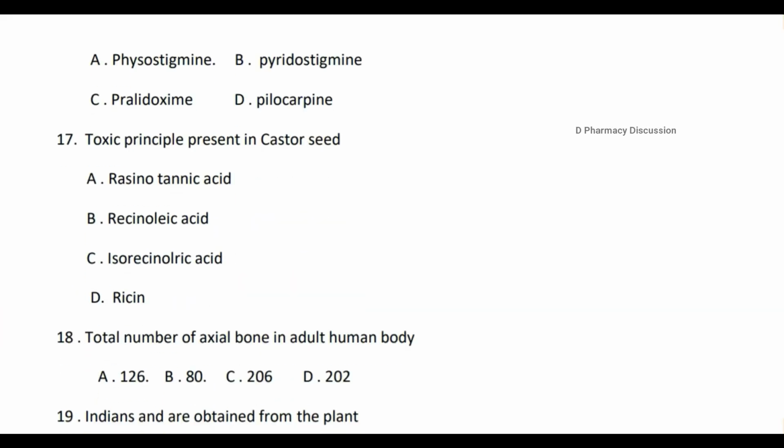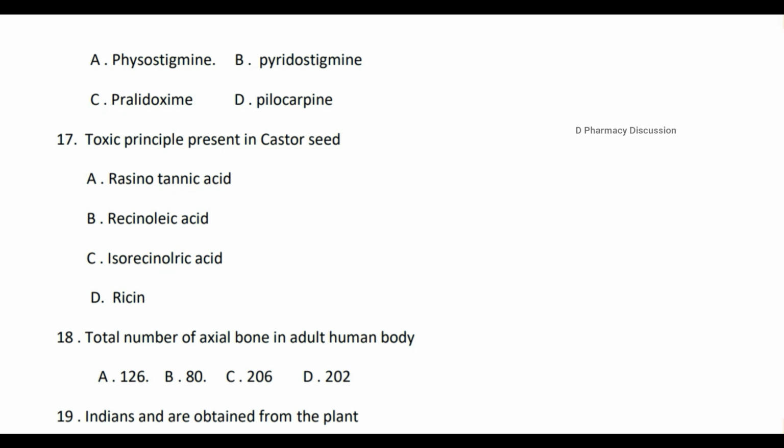Then question number 17. Toxic principle present in castor seed. Option A. Resinotannic acid, B. Resinolic acid, C. Isoresinolic acid, D. Resin. Correct answer is option D. Resin.